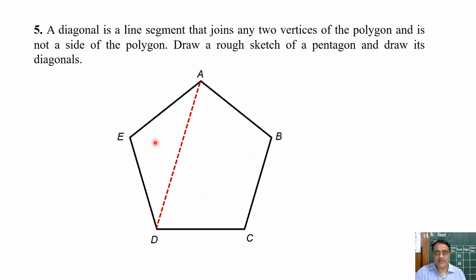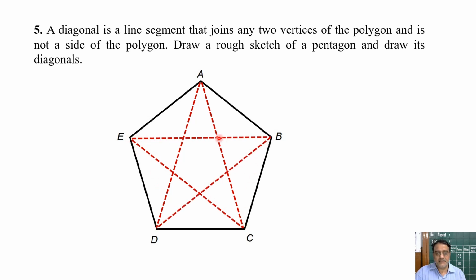EC and BD and the last one, see this one, BE. मैं फिर से बता रहा हूँ, देखो, this is the first one, this is the second one, this is the third one, this is the fourth one, and this is the fifth one. So the total number of diagonals is 5. Okay. 5. Right. So this is the last question of today's session.